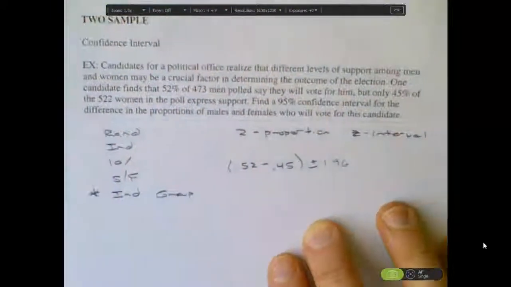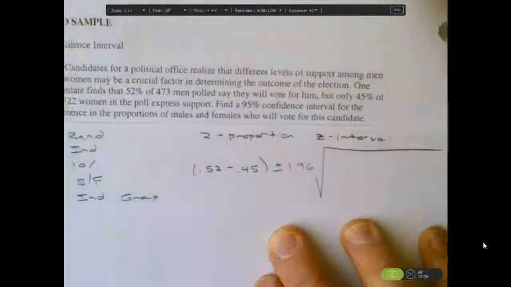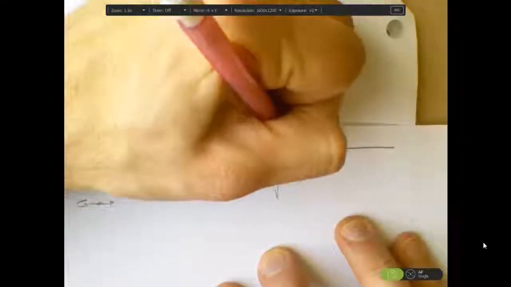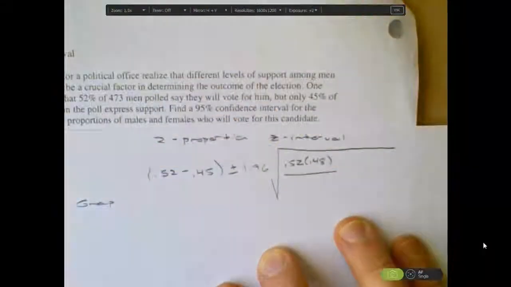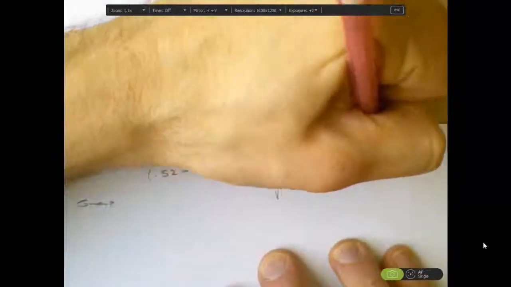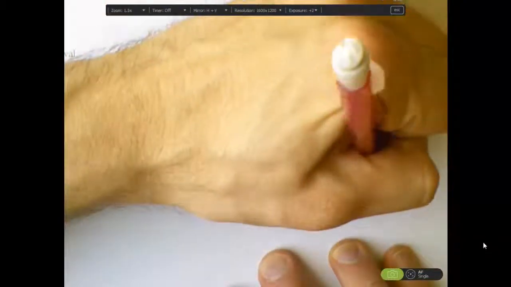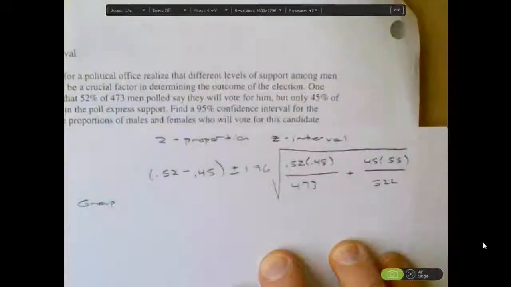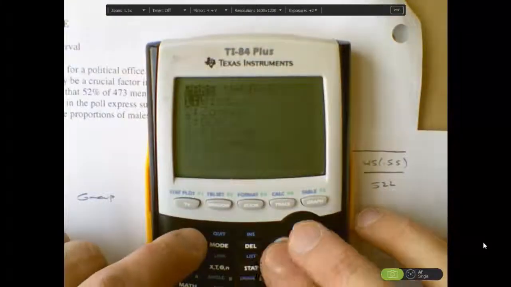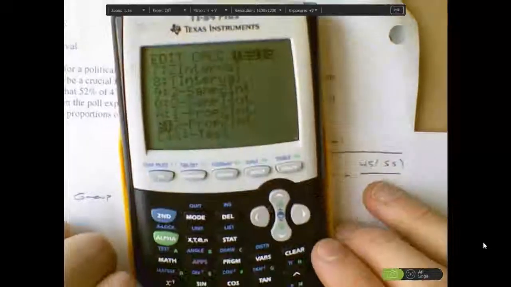times my standard error. Now you'll remember for 2-proportion z interval, we're not pooling. We're assuming that these are different proportions. So I'm going to have the male percentage 0.52 times 0.48 divided by that sample size, 473, plus female 0.45 times 0.55 divided by 522 for my standard error. In the calculator, we're going to go to 2-proportion z interval. There we go.